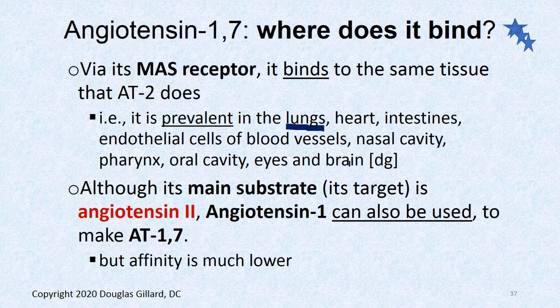So although its main substrate is angiotensin II, here's another thing. Angiotensin I can actually be converted into angiotensin 1-7, but it doesn't happen very much. I think Guyton says angiotensin I does nothing, but that's not true. It can do some stuff.